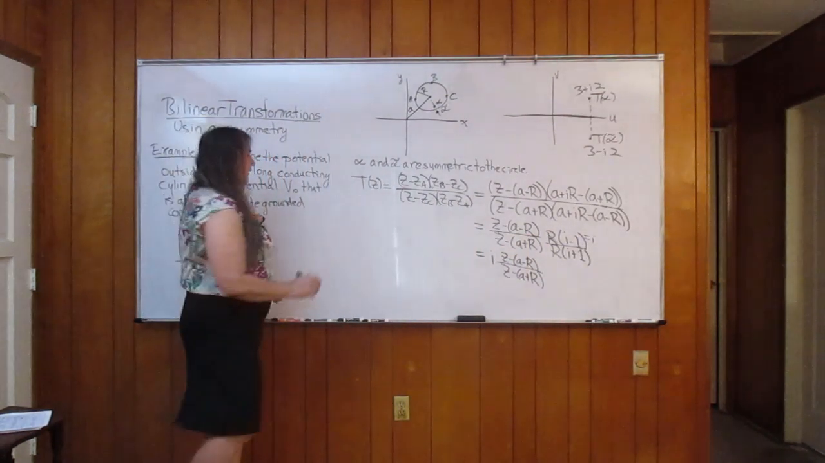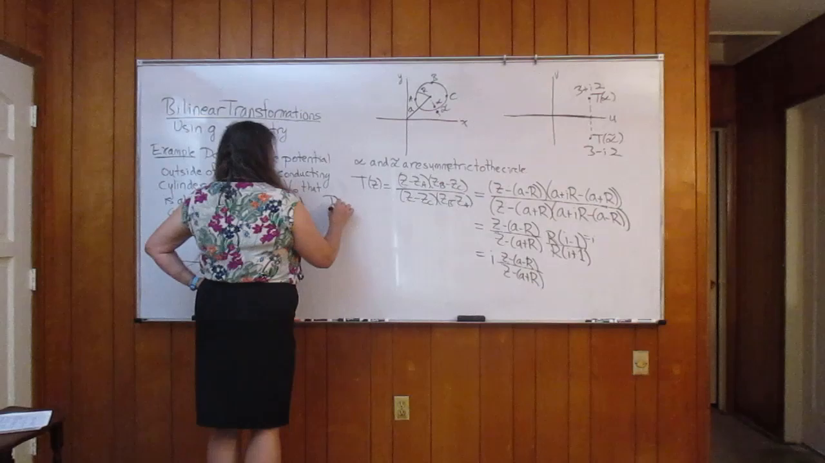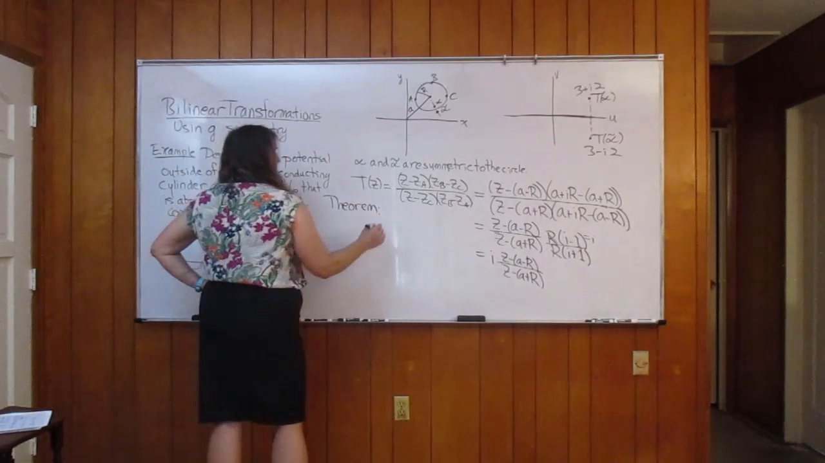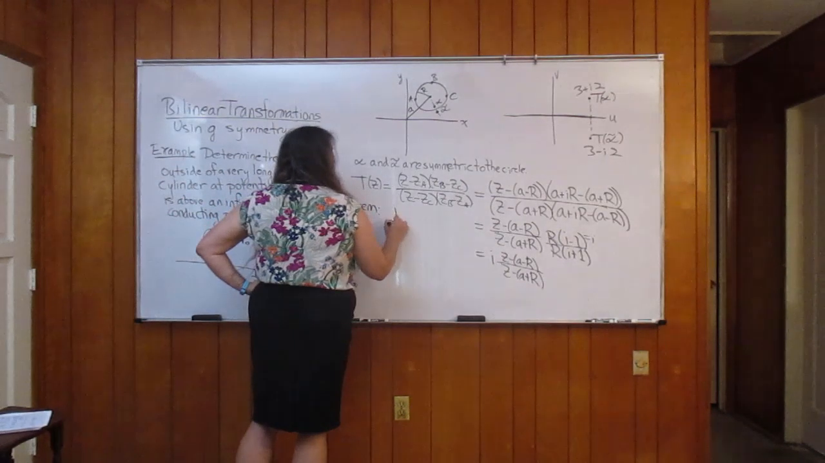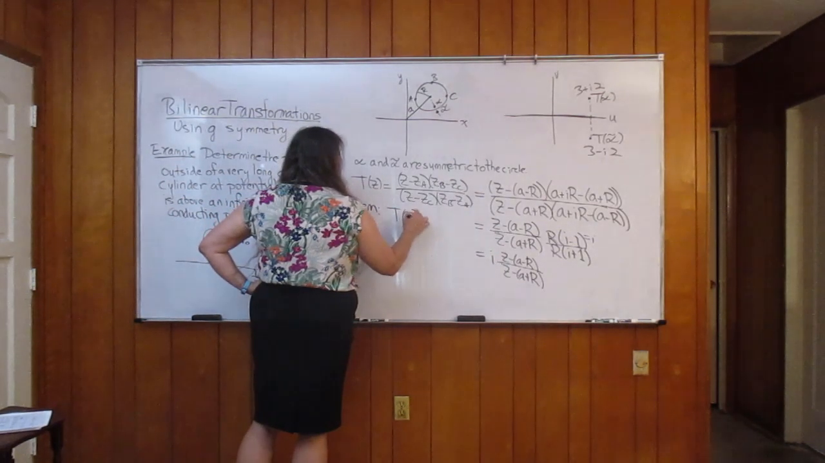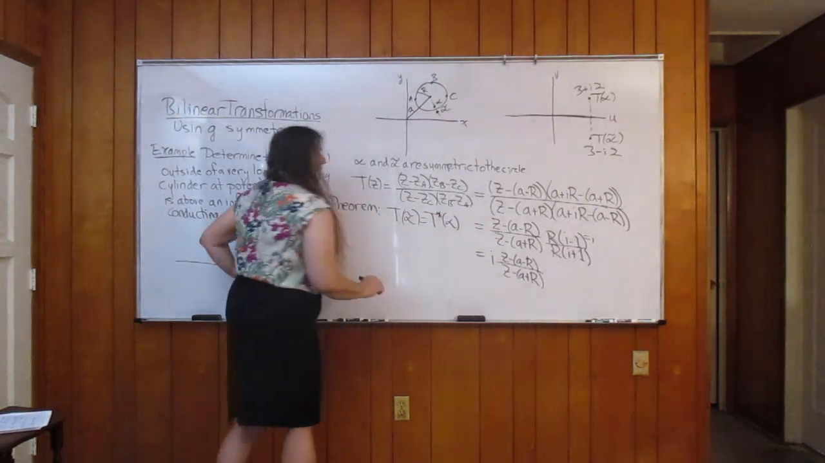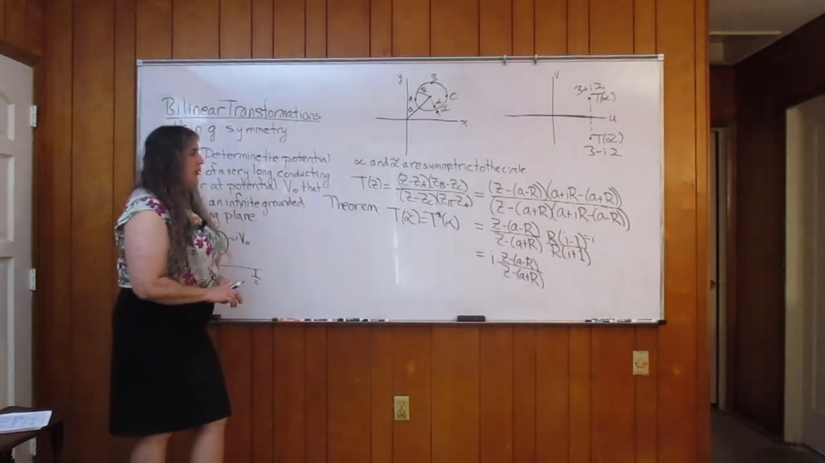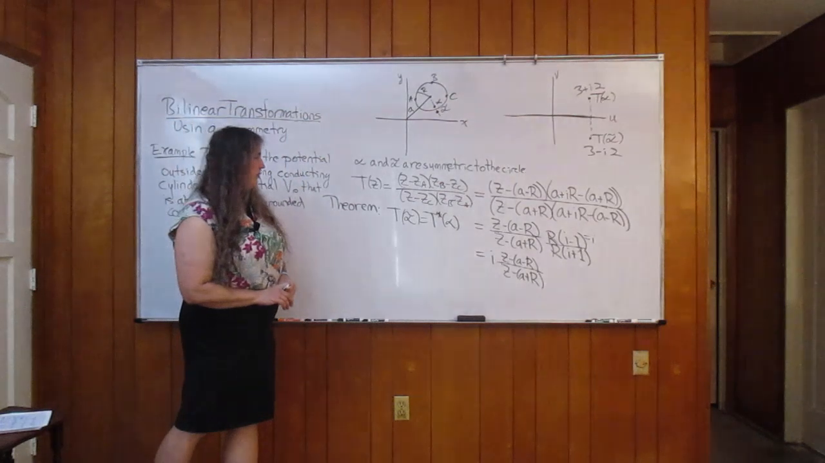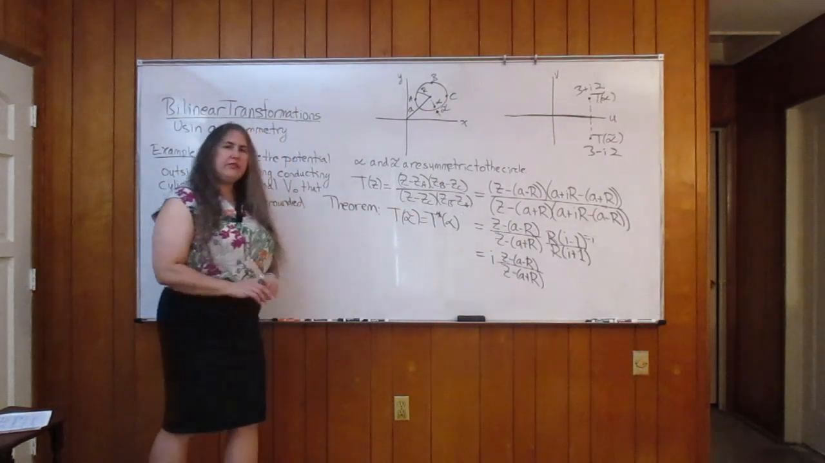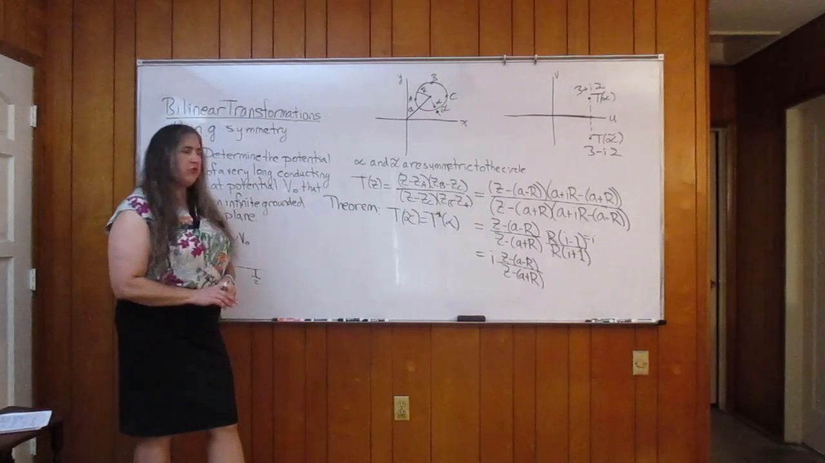By virtue of the theorem, this basically tells us that T of alpha tilde is equal to the complex conjugate of T of alpha. So I'm going to go ahead and substitute alpha and alpha tilde into this expression for the transformation.